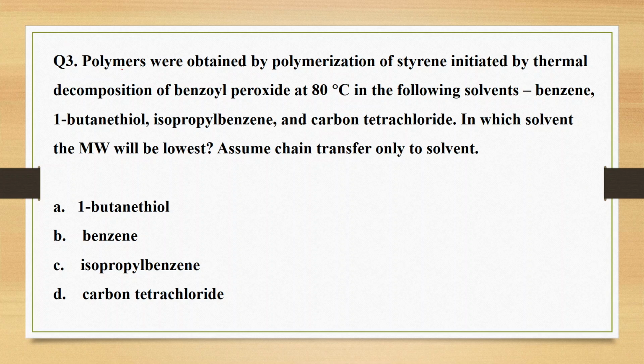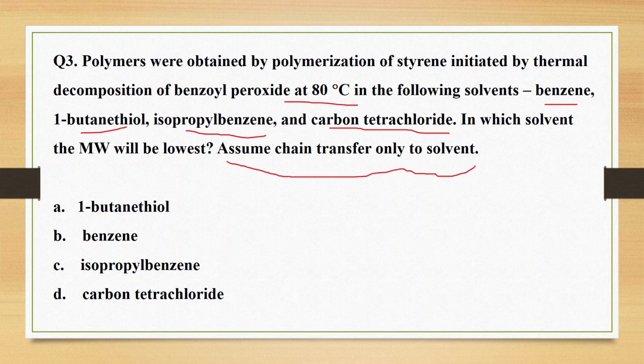It states that polymers were obtained by polymerization of styrene initiated by thermal decomposition of benzoyl peroxide at 80 degrees centigrade, in the following solvents: benzene, 1-butanethiol, isopropyl benzene, and carbon tetrachloride. In which solvent will the molecular weight be lowest, assuming chain transfer only to solvent?